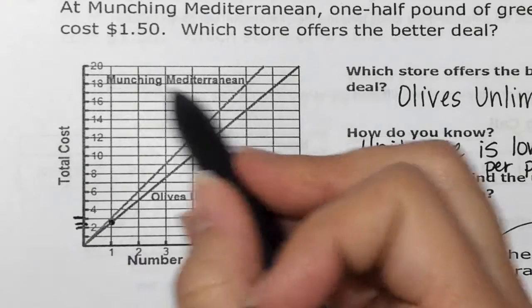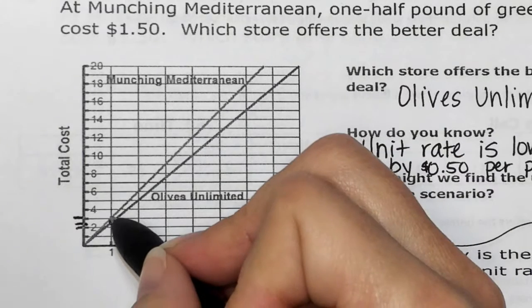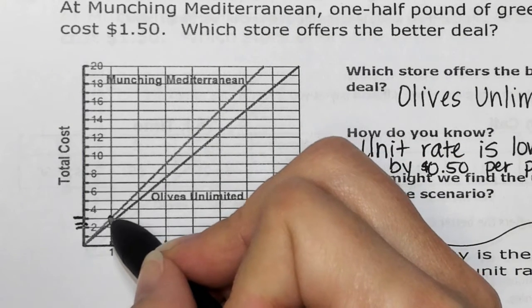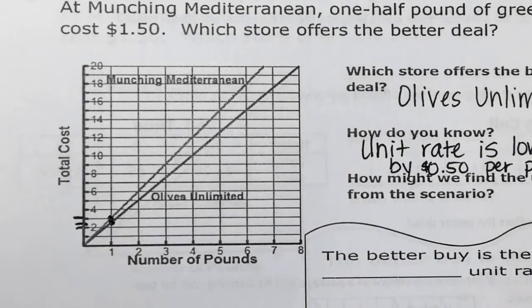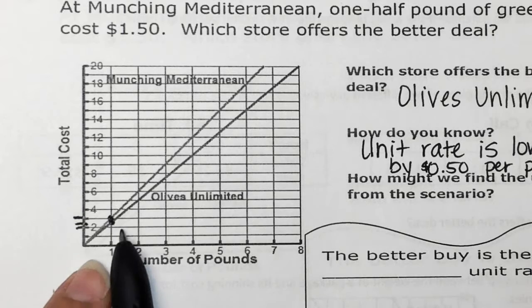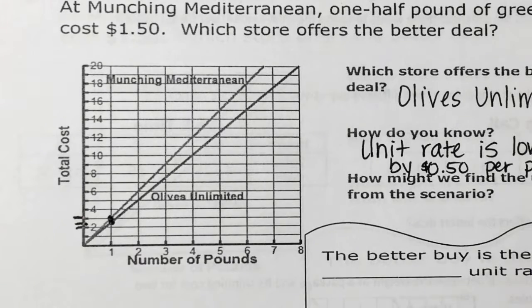But when I look at Munching Mediterranean and I go to 1 and I go up to their line, that's exactly on 3. So again, I can kind of see my unit rate here. When X is 1 on a graph, you go where X is 1 and up to the line, and whatever Y is, that's your unit rate. We've talked about that before.